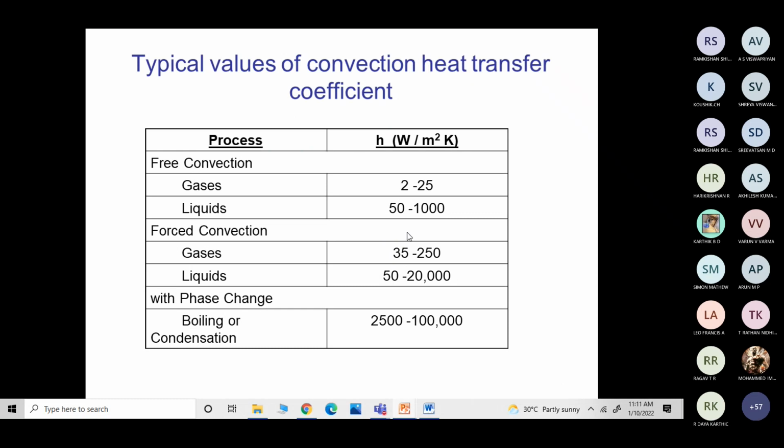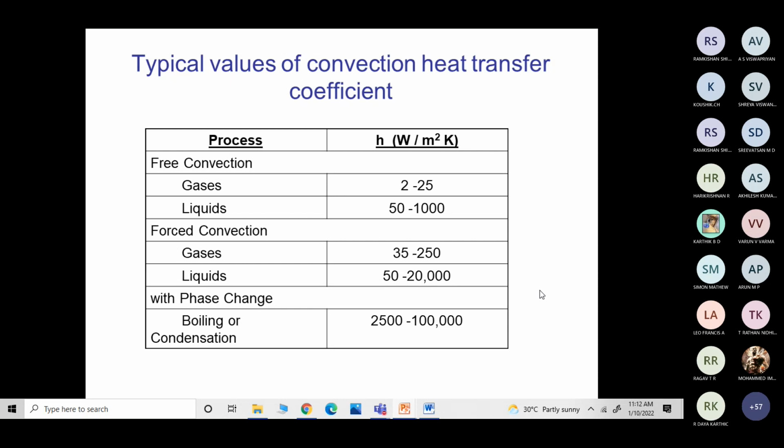When we look into the values, you can see that for gases the coefficient is lower for free convection, and for liquids it is higher for free convection. In case of forced convection, gases will be slightly higher and liquids much higher, 50 to 20,000. In case of phase change, especially boiling or condensation, the coefficient depends upon how much heat energy is absorbed by the liquid so that it gets converted into vapor. It ranges from 2500 to 100,000.